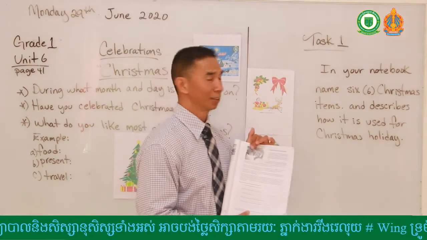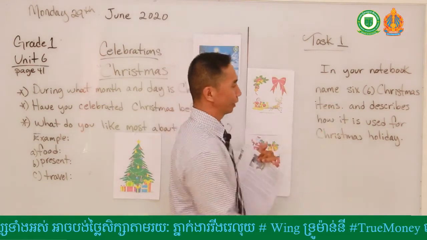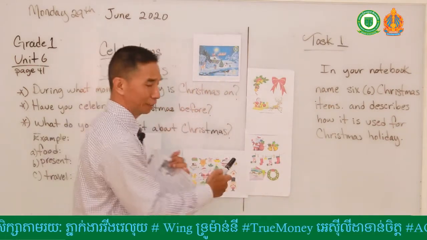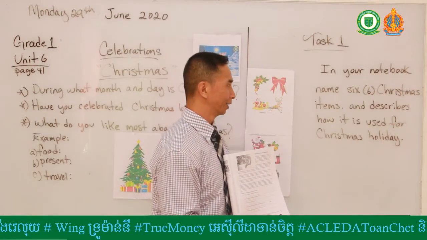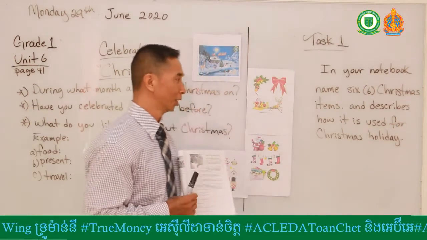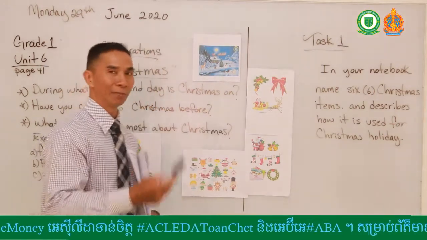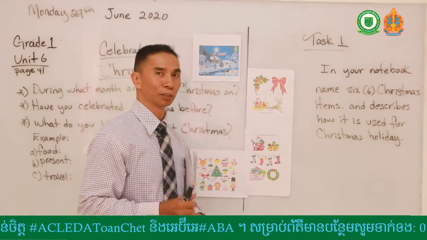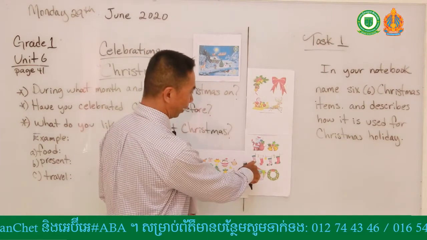In your first task, in your notebook, I want you to name 6 Christmas items. Name 6 items, like I have here, a whole bunch of Christmas items that I posted up, and describe how each is used for the Christmas holiday. So in your notebook, you can pick any 6 items, name them, and describe what they are. I will give you a few examples of Christmas items. For example, I have here stockings.